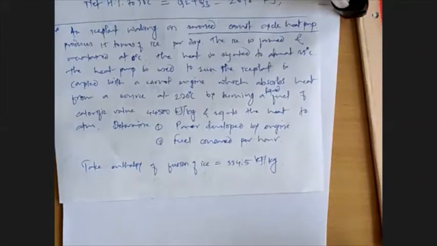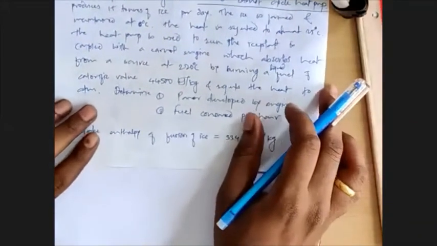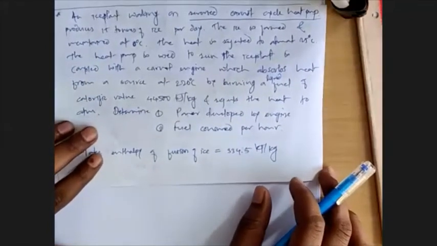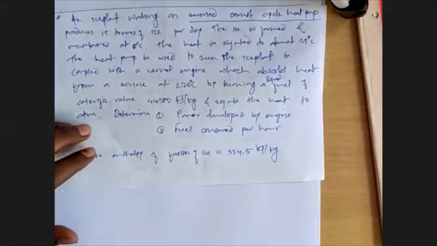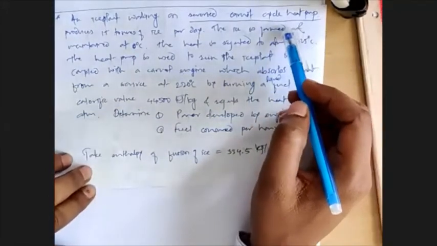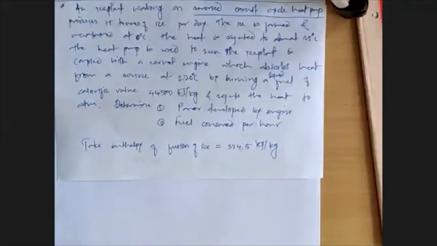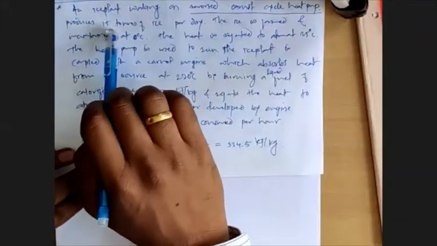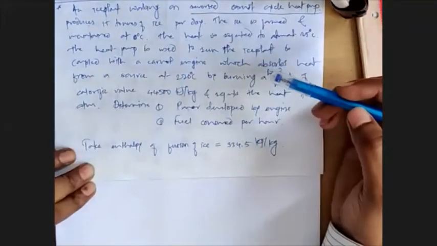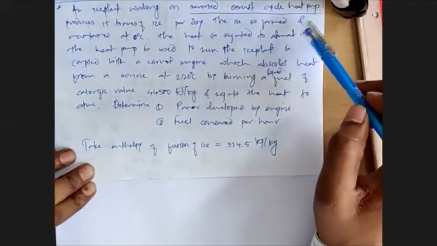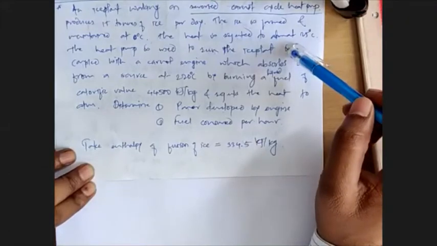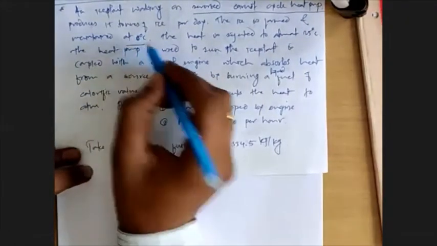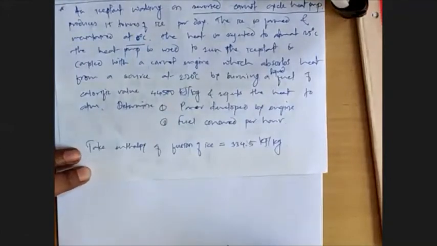Everyone. In the last session, we started with this numerical. The numerical was based on an ice plant working on a reverse Carnot cycle heat pump that produces a certain amount of ice. That ice was 15 tons per day. That was the ice production rate, and the ice was being produced and maintained at 0 degrees Celsius. Okay, so that was the condition.